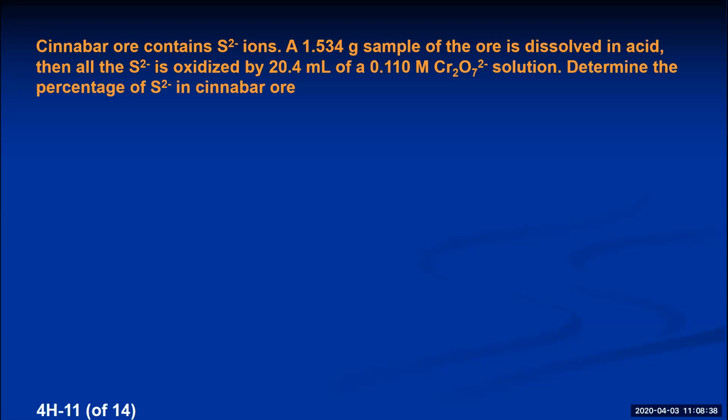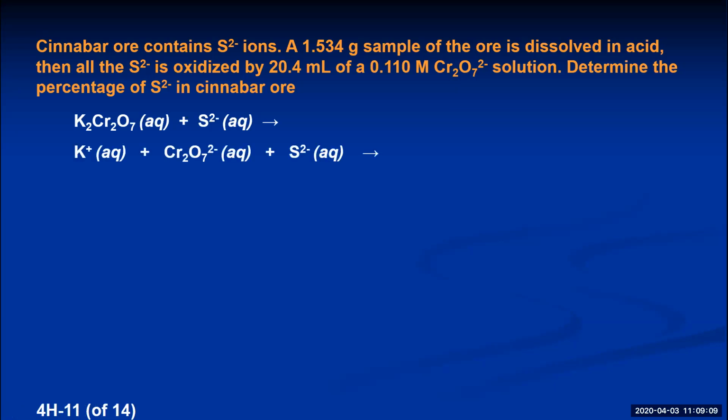So a lot of this beginning stuff is fluff. It says the sample of the ore is dissolved in acid, and that's just telling you how they're taking the ore and turning it into a solution, so the sulfide ions are freely floating around, and now you can drip in the dichromate ions to react with it. So the reaction is going to be the potassium dichromate solution with the sulfide ions. I wrote potassium dichromate. I probably should have written that up here in the problem, 0.110 molar potassium dichromate, because I'd actually want to write it in ionic form.